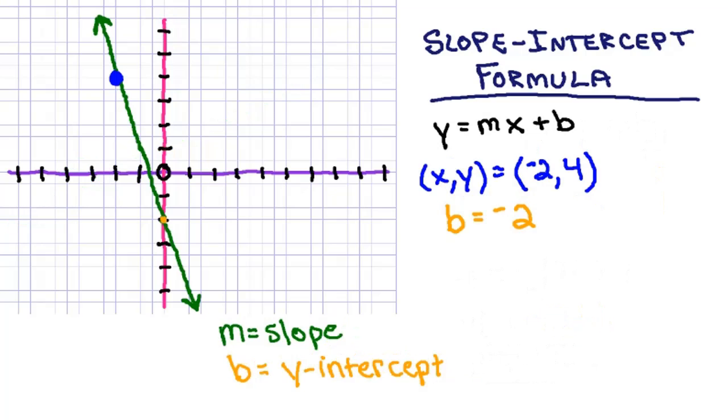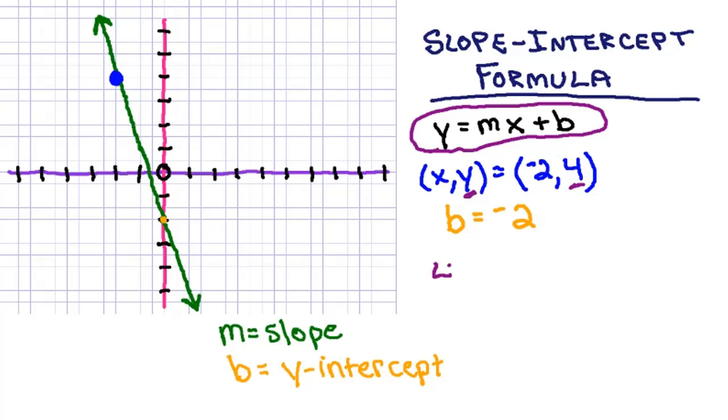Now we're going to use this formula to find the slope. Instead of looking at the graph and counting how many boxes up and over it is for the slope, we're going to use this algebraic formula to find out what the slope is. Your slope-intercept formula is y equals mx plus b. Your y value is the y value in your xy coordinate, the blue dot on the graph. So your y value is going to be positive 4.